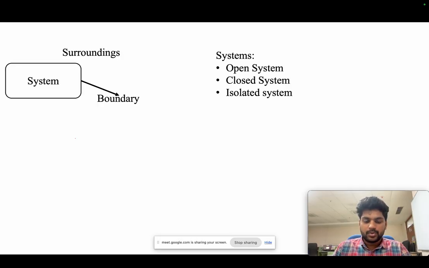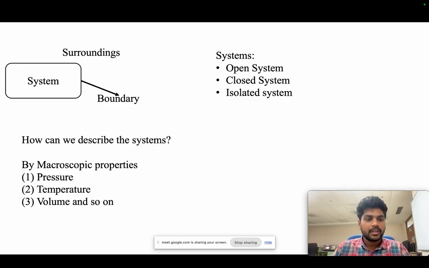If you consider the heat transfer between the system and surroundings, there are three different types of systems: open, closed, and isolated. We can describe the systems by their macroscopic properties. Here we are not considering the internal rotational or translational energies of the individual molecules. The properties are pressure, temperature, volume, number of molecules, density, and so on. By these we can describe the system.